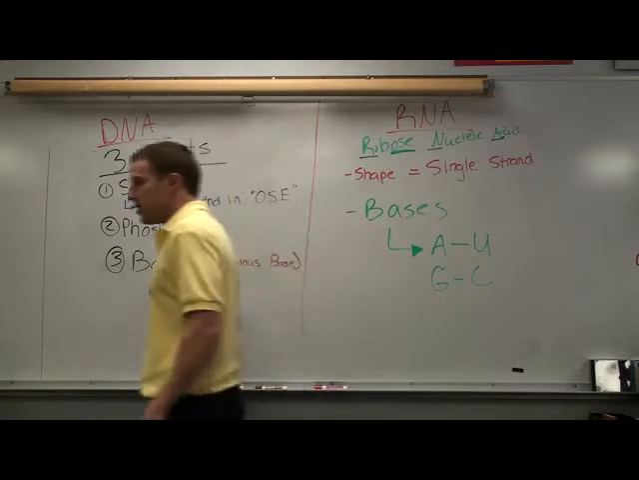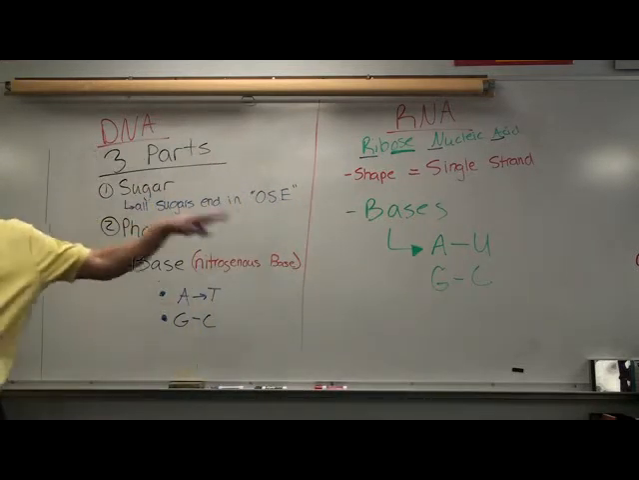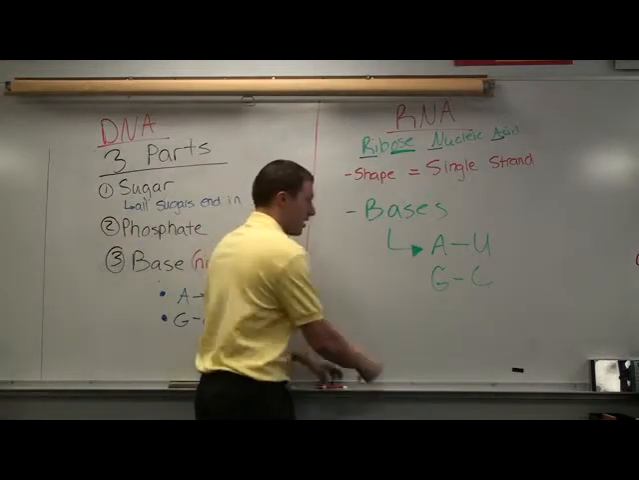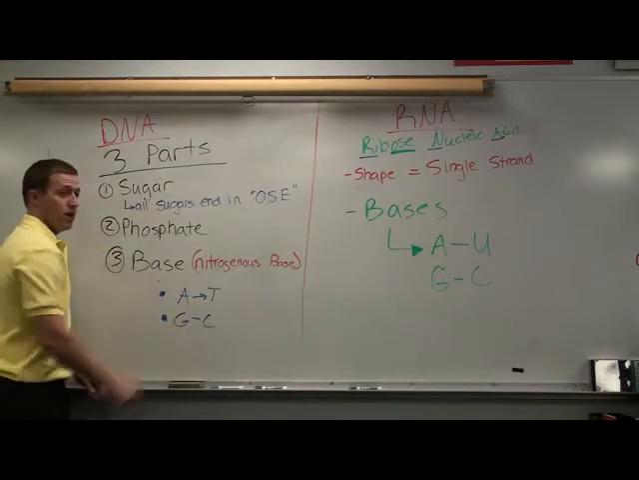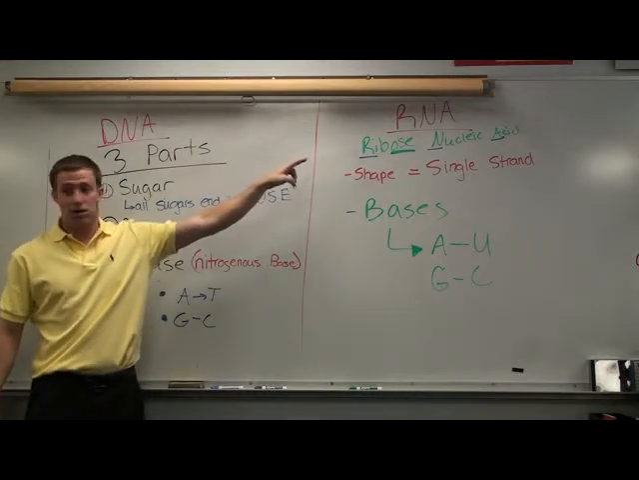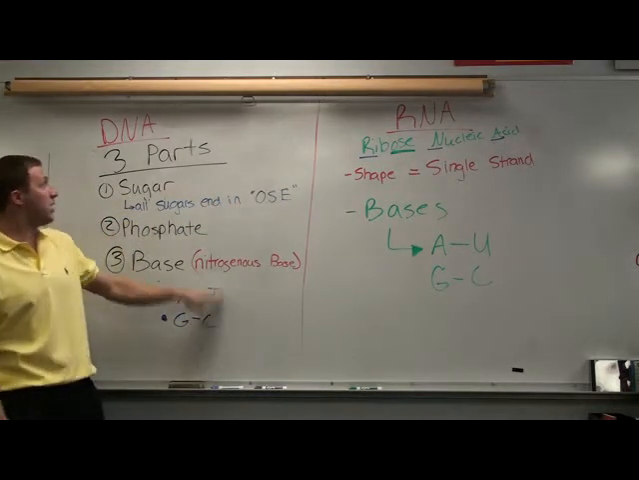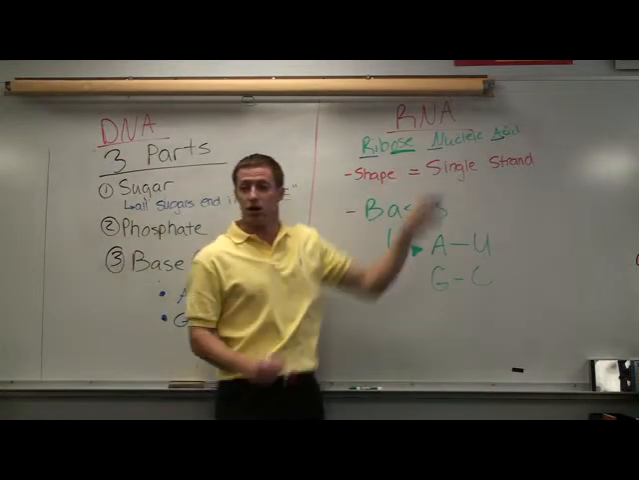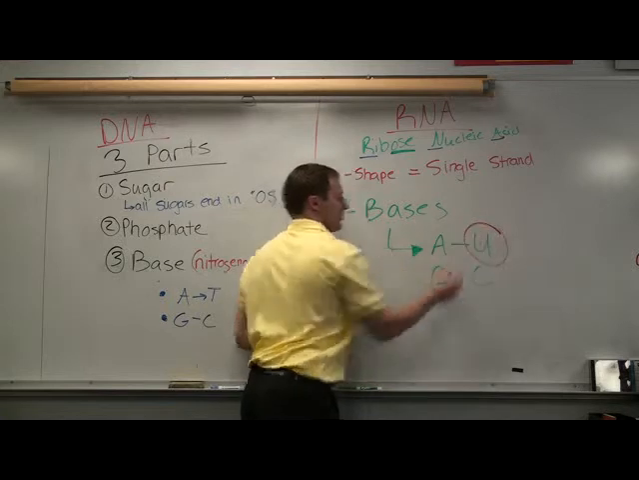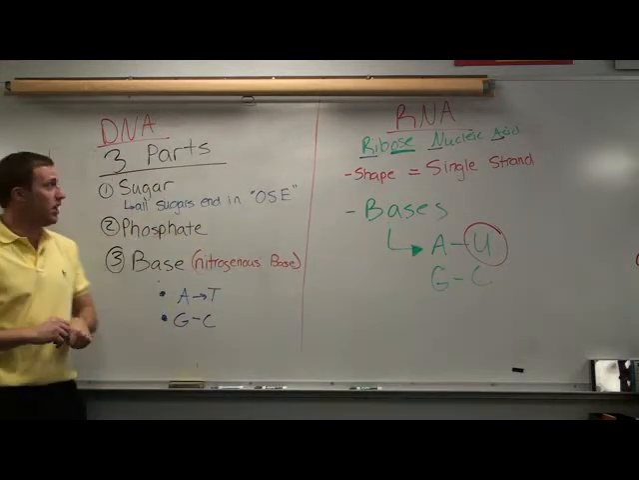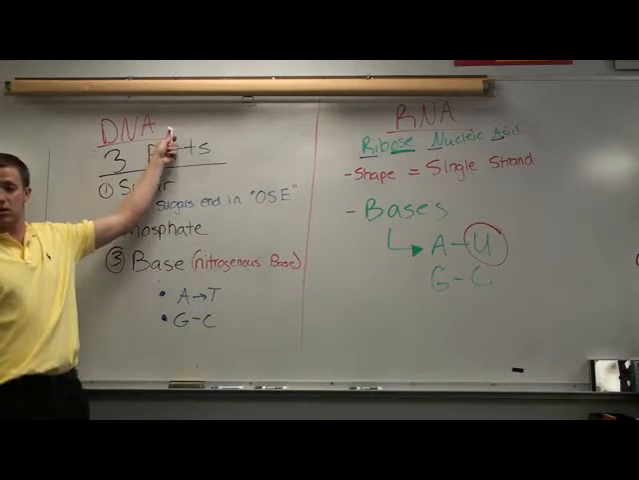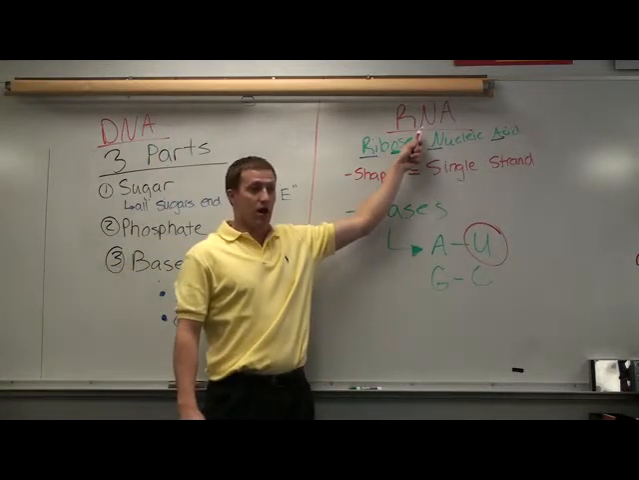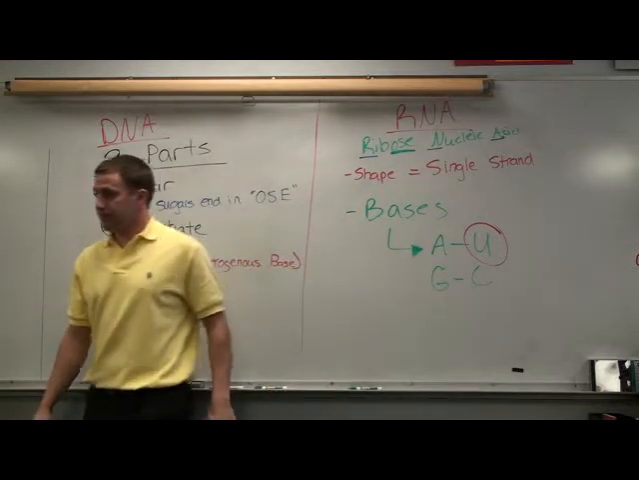So is it A to T? No, it's A to U. So if it's RNA, will it have T's? Never. If it has T's, it's got to be DNA. If it has U's, it's RNA. So this is the big difference right there in RNA and DNA. If it has T's, it's DNA. If it has U's, it's RNA. Everybody following me? Yes.